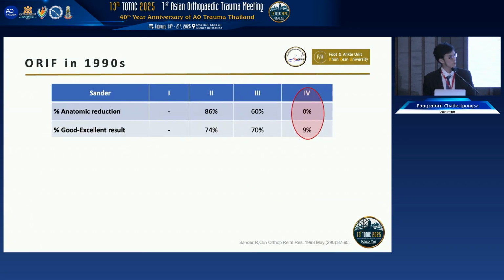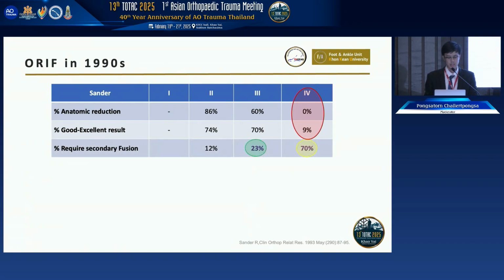Here is the retrospective study from Professor Sanders in 1993. There was 0% achievement of anatomical reduction in Sanders type 4, and only 9% had a good to excellent result. And you can see 70% of the Sanders type 4 patients had to have a late subtalar fusion after the first fixation.